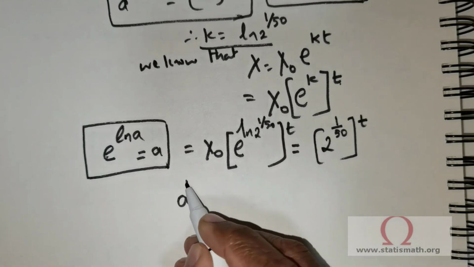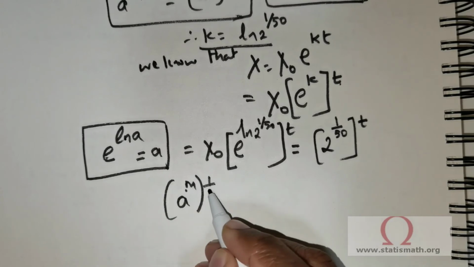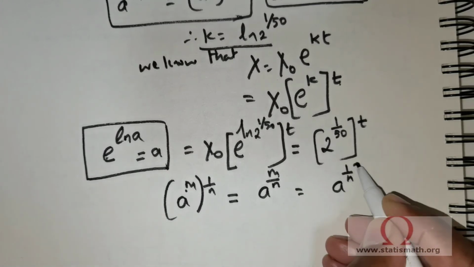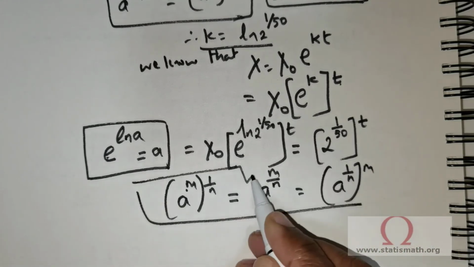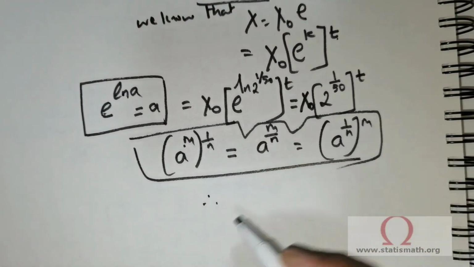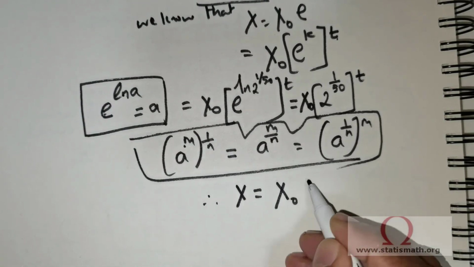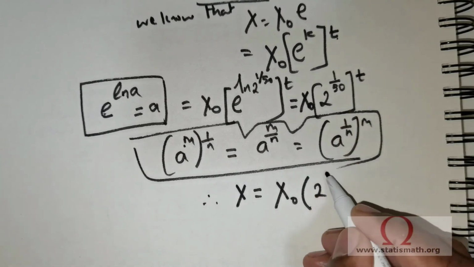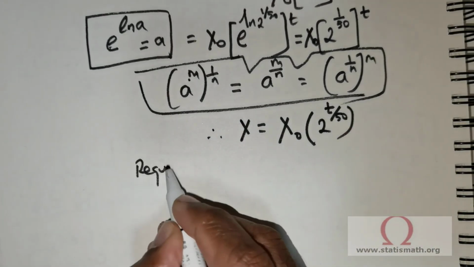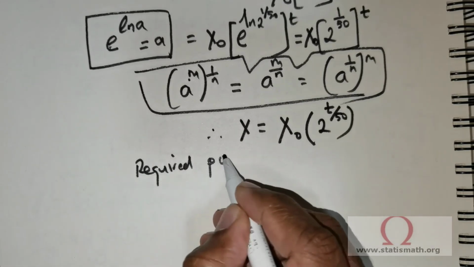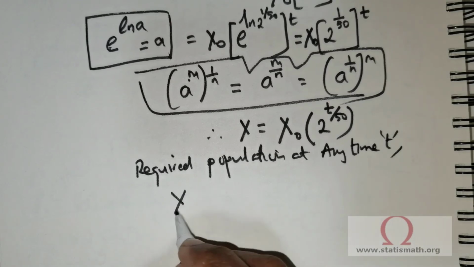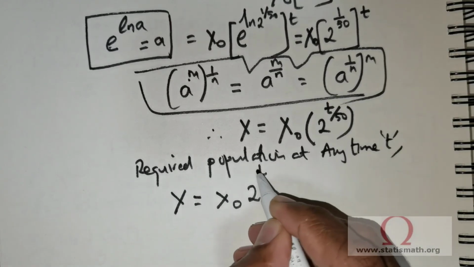Now you have to know another formula, a raised to the power m raised to the power 1 over n is written as a raised to the power m over n. It can also be rewritten as a raised to the power 1 over n, and that raised to the power m. Okay, so by this information, of course you need to place x naught there, therefore x is equal to x naught times 2 raised to the power, now 1 over 50 raised to the power t can be rewritten as t divided by 50. Okay, so therefore the required population at any time t is given by x equal to x naught 2 raised to the power t divided by 50.